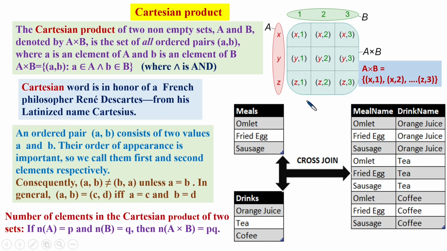And as we have seen here, for the number of elements in the Cartesian product of 2 sets, set A and set B, suppose the number of elements in set A is P and the number of elements in set B is Q. Then the number of elements in the Cartesian product A cross B is equal to P times Q.